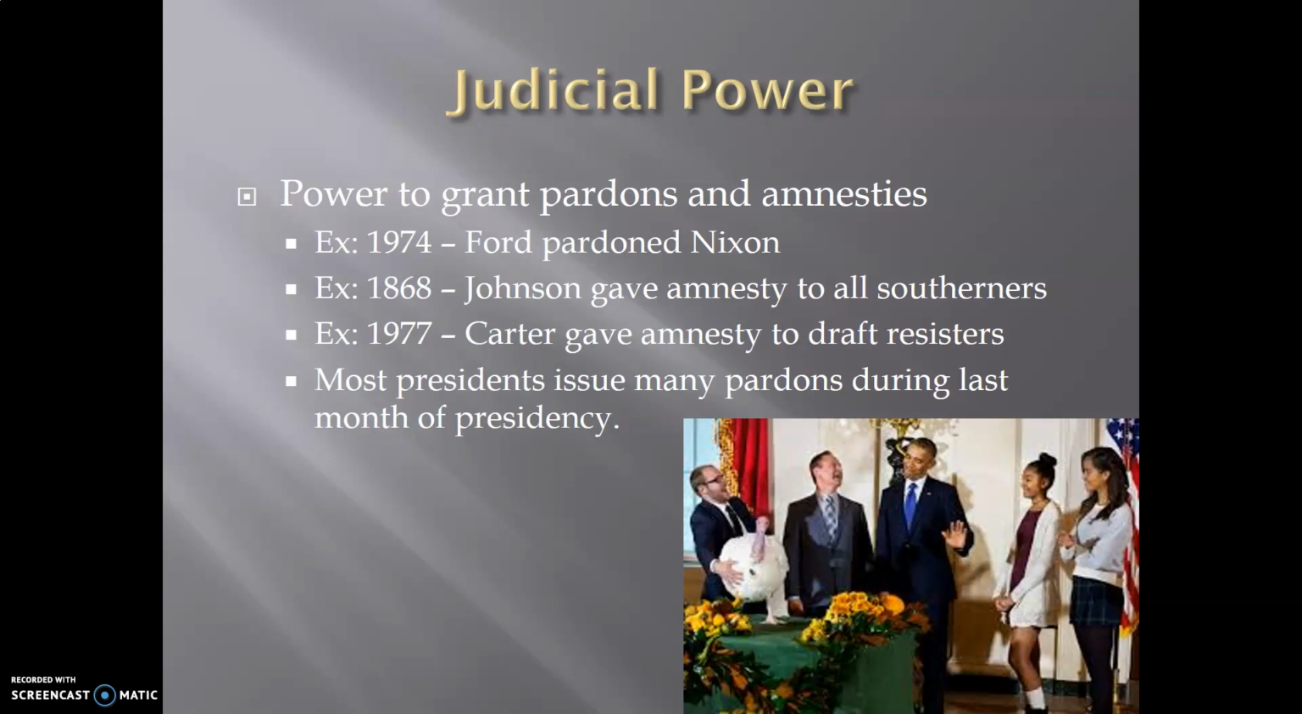Judicial power. The president has the power to grant pardons and amnesties. So a pardon is where someone is forgiven for their crime. An amnesty is where an entire group of people gets a pardon.